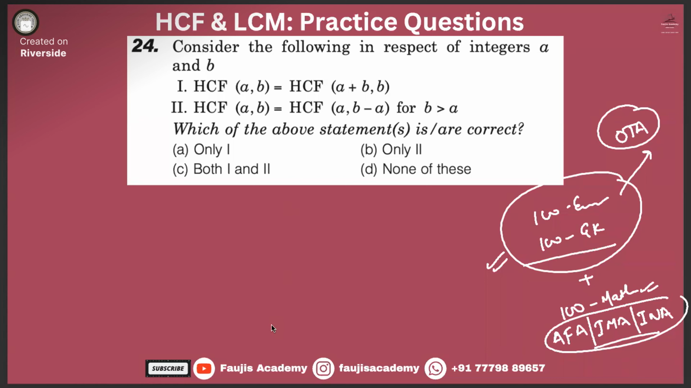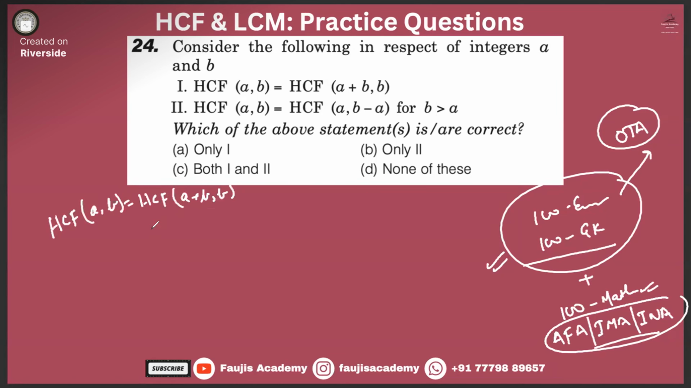Okay, so we are studying HCF and LCM, and we were doing some practice questions yesterday. We did not do this question, so we'll do it again. The first condition says that HCF of A and B is equal to HCF of A plus B comma B. So they are basically asking, let us say two numbers A comma B, is HCF of A comma B equal to HCF of A plus B comma B?